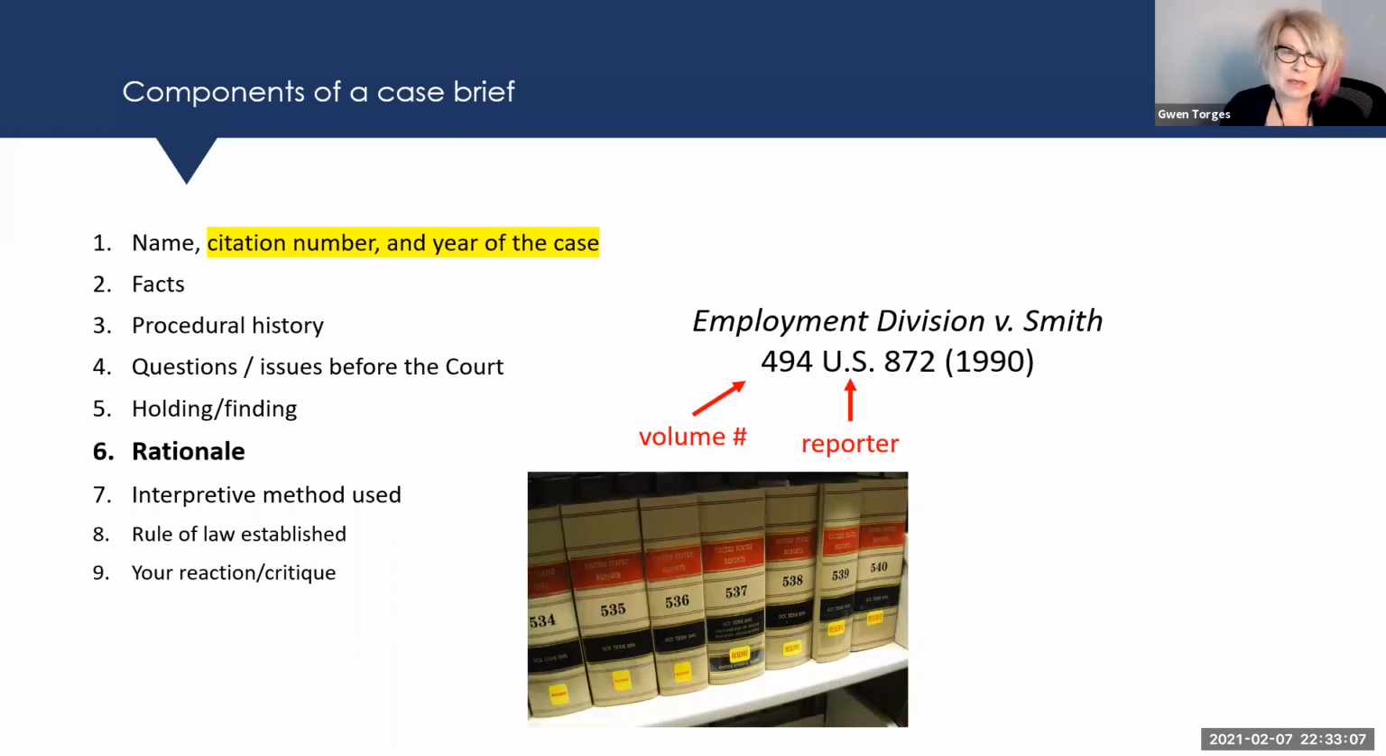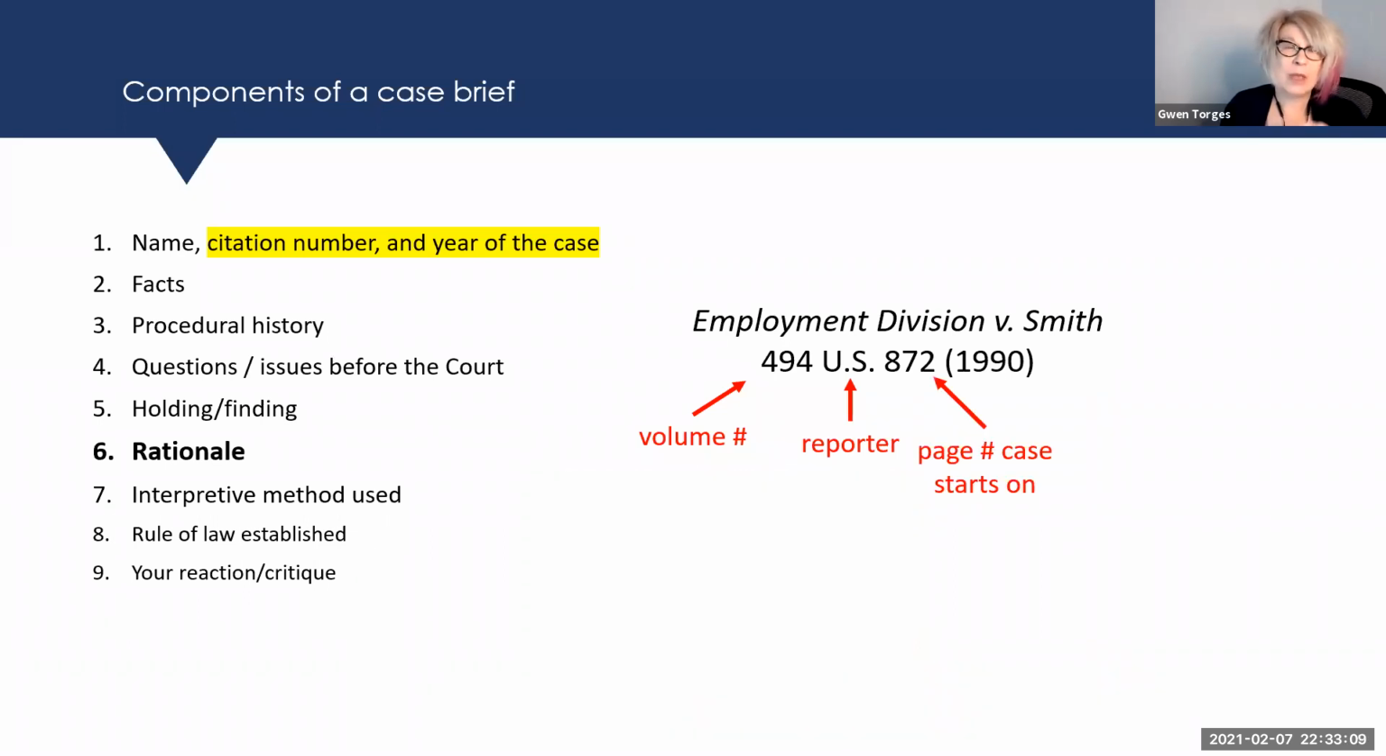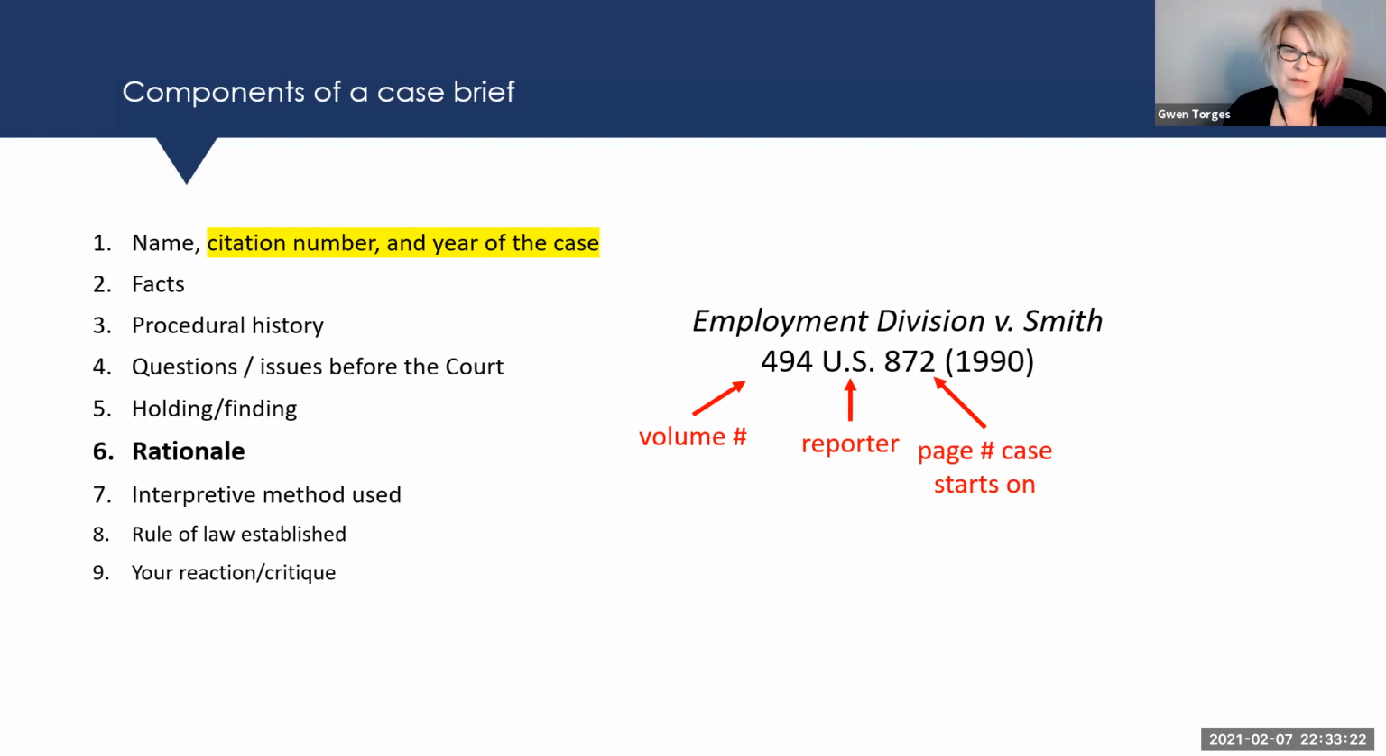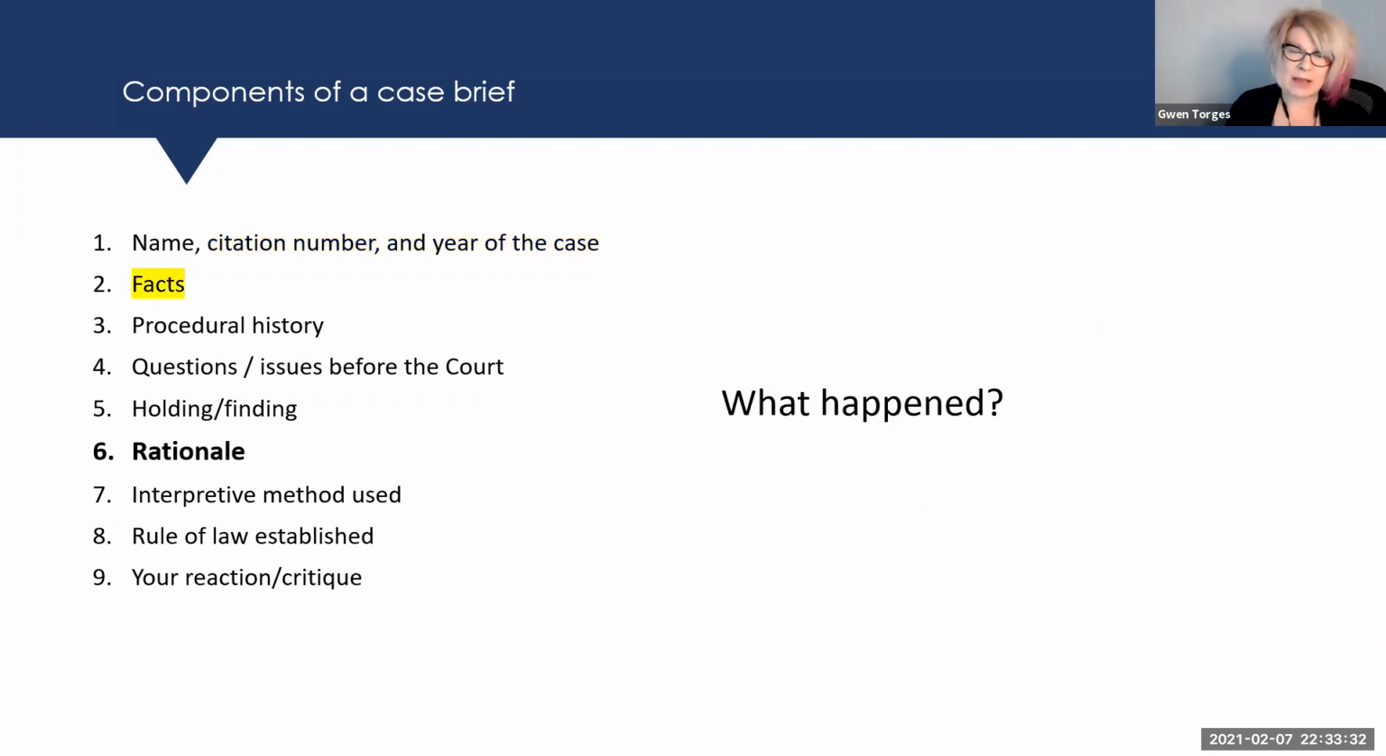And then this next number refers to the page number that the case starts on. So once I find volume 494, then I'll flip through to 872, and that's going to be the first page of Employment Division versus Smith. And then this last part of the citation is just simply the year that the opinion was handed down, and it's done parenthetically.